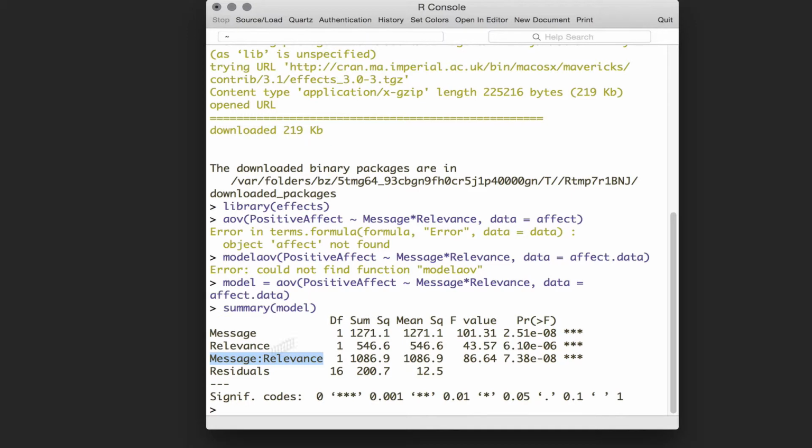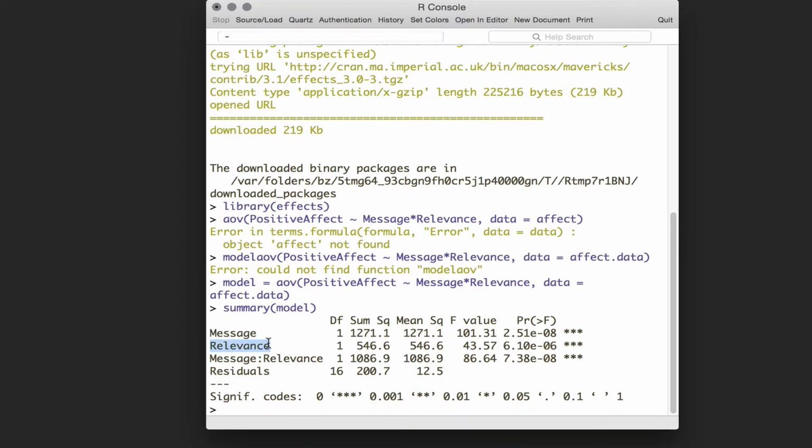So we saw that the main effect is collapsing across the other factor, forgetting about the other factor. Is there a difference between the two groups? So with the main effect of message, we're saying, forgetting about whether it has high or low personal relevance, does getting a different message make a difference to a person's levels of positive affect? And this is telling us that it does.